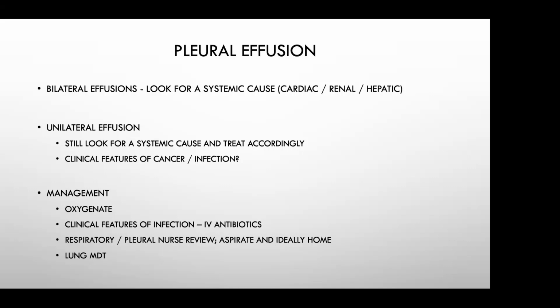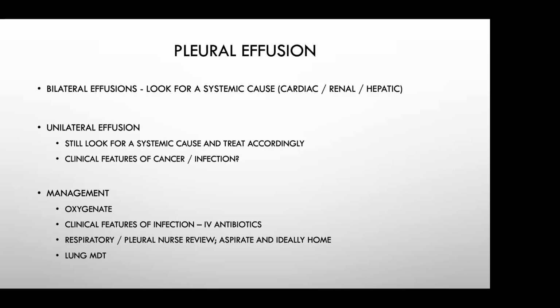Pleural effusions, again, I'm not going to go through when to drain and Light's criteria and specific medical management of pleural effusions. The main thing is that if they've got bilateral effusions, make sure you look for a systemic cause that's readily treatable. So if they've got bilateral effusions, it's probably going to be heart, renal, or liver failure, and it will respond to diuretics. It's worth checking things like a BNP, taking a cardiac focused history.